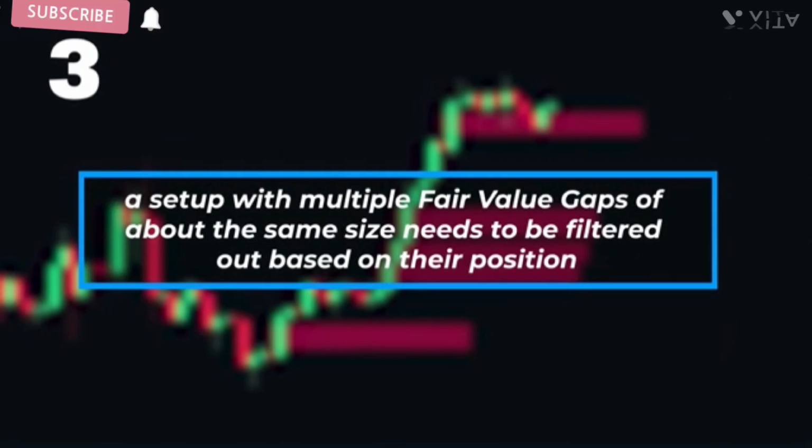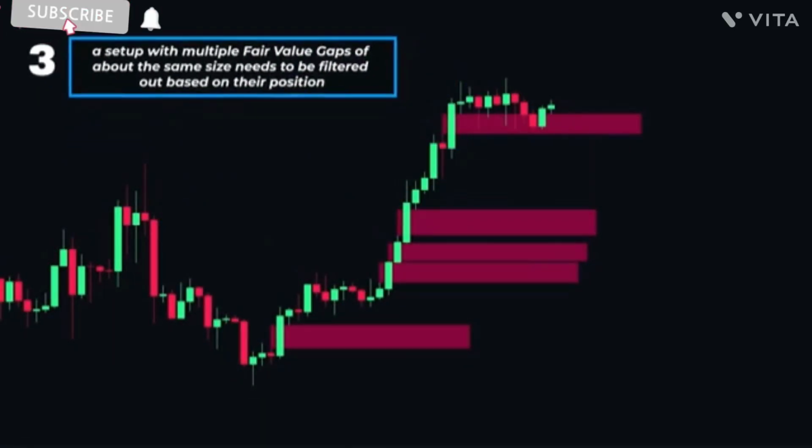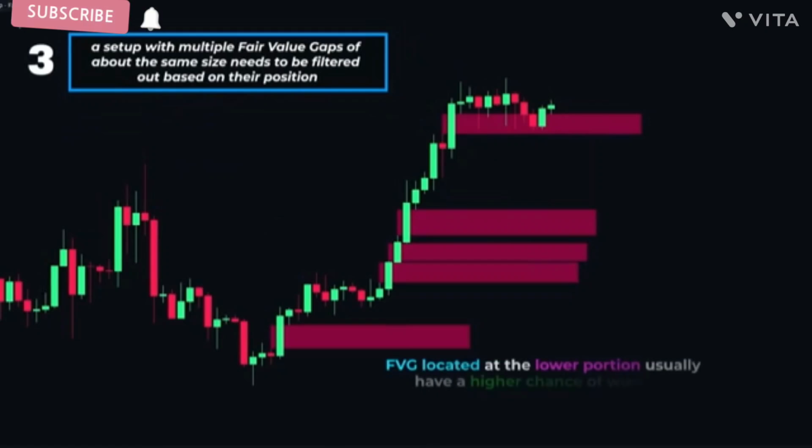If you found a setup with multiple fair value gaps that are about the same size, and none stand out as significantly larger, you'll need to filter them out based on their position. The ones you use are the fair value gaps located in the lower portion of the move, which usually has a higher chance of working.